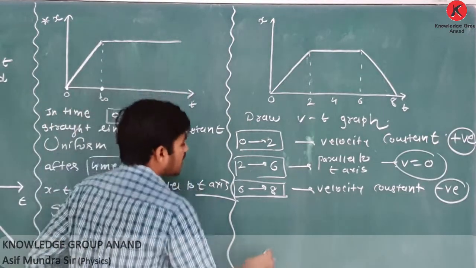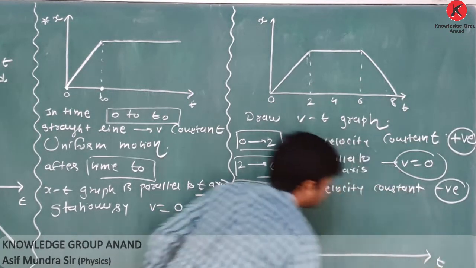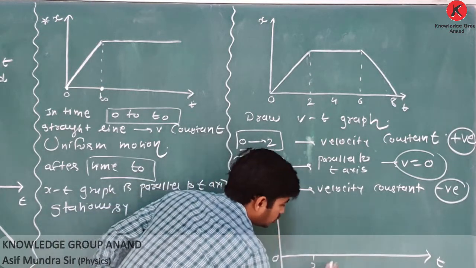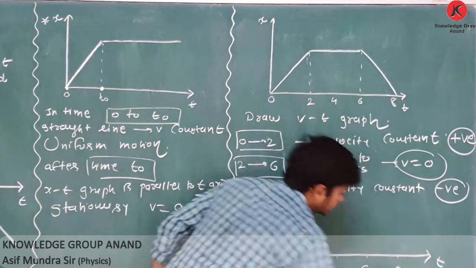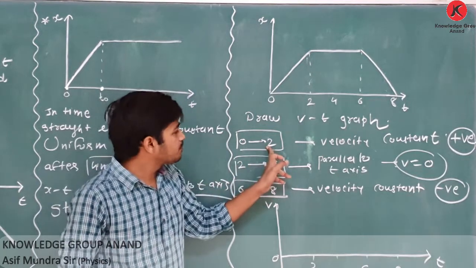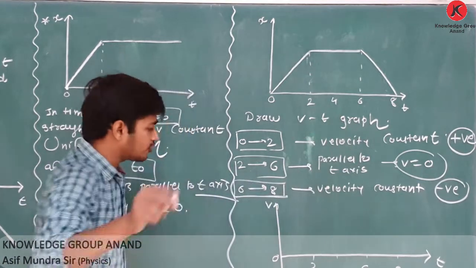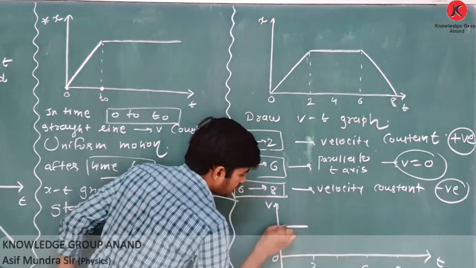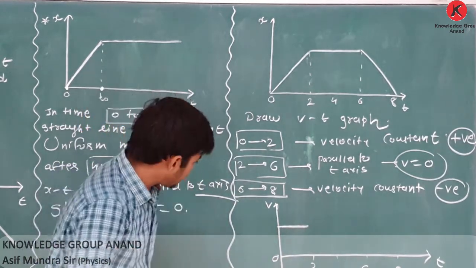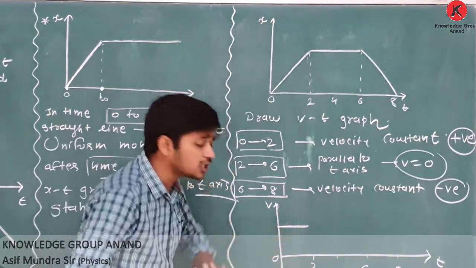Now if you want to draw the graph, then how to draw this graph? See, it is time, and this is v, with 0, 6 and here it is 8. Okay, now see how to draw the graph. Between 0 to 2 seconds, the xt graph is a straight line, velocity is constant, and velocity is positive. It has some value. Clear about this? The vt graph for uniform motion is parallel to the time axis.